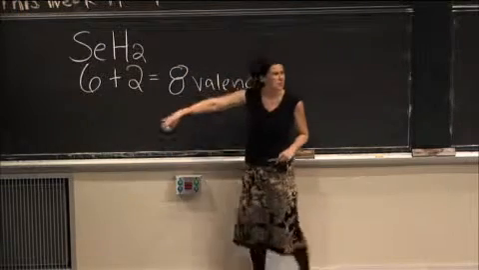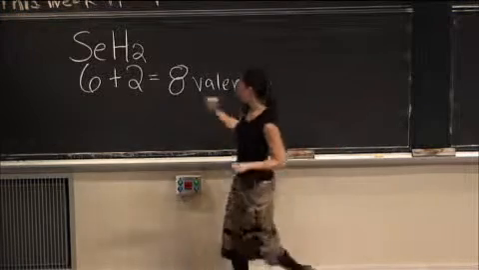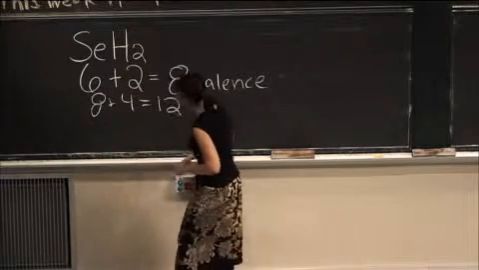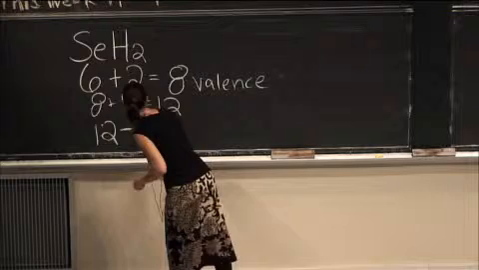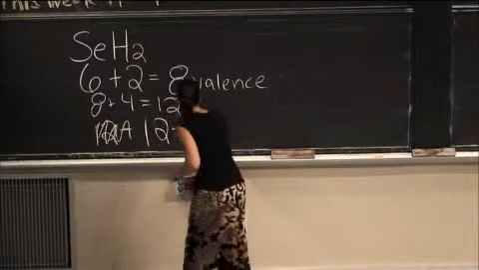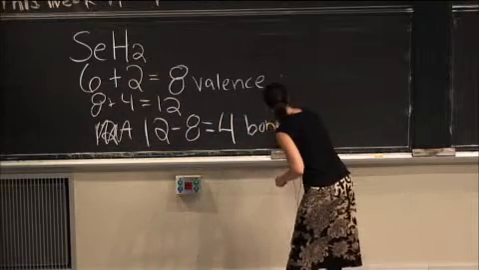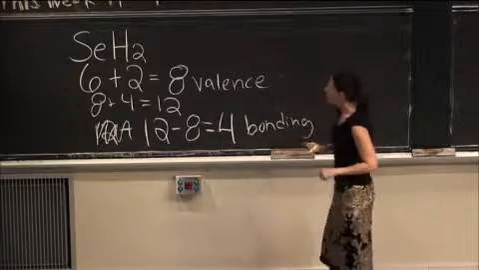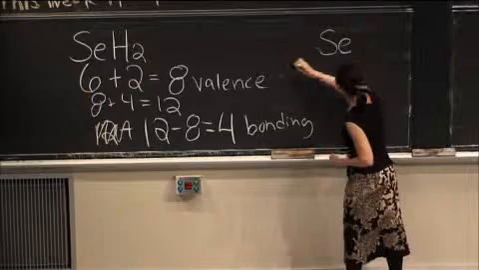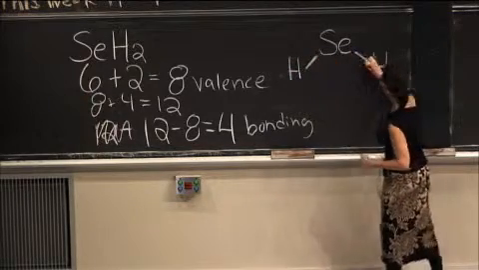How many electrons do we need to have full valence shells? 12, that's right. We need 8 plus 4, which is 12, for full shells. That means that we need 12 minus 8, or 4 bonding electrons in our structure. So I tried to give you one that you could draw pretty quickly. It just has hydrogens in it. So we have SeH2.